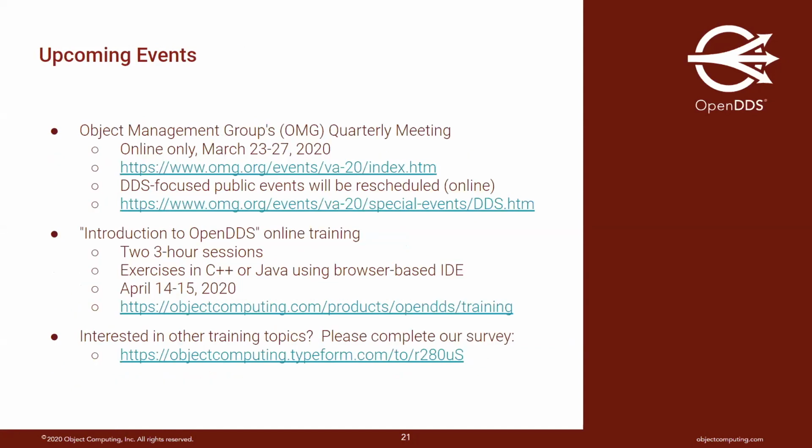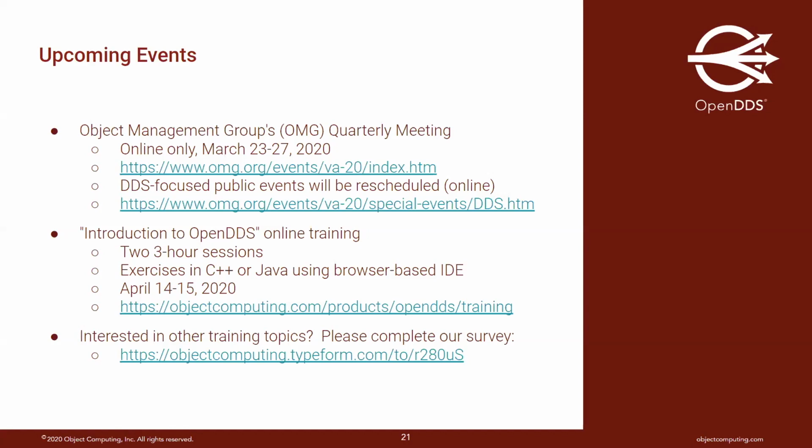If you want to list some upcoming events, if you're watching a recording of this later, then they're no longer upcoming events. But here's what we're looking at within the next month or so. The Object Management Group's quarterly meeting is coming up March 23rd to 27th. It's happening completely online, so more information can be found on their website. We'll be participating in that. And there was a DDS-focused public event that was originally planned for in-person in Reston, Virginia. It'll be fractured into some different discrete events that will be held online and publicly available as well.